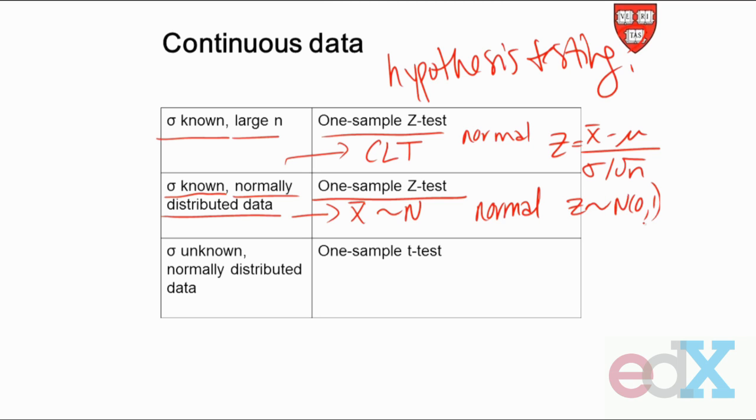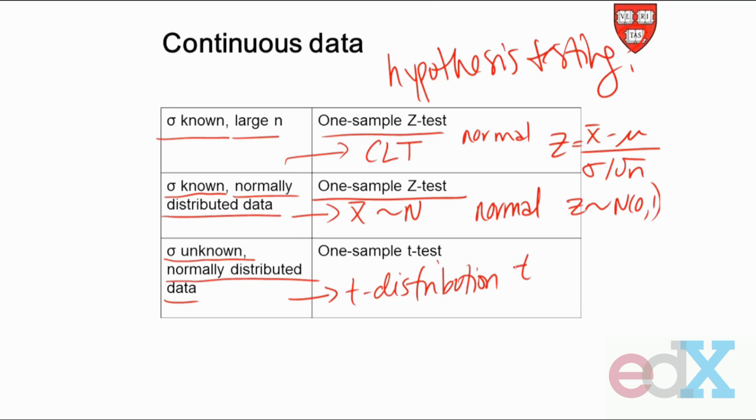standard normal distribution. Now the setting that we're in a lot of the times when we have continuous data is when we have sigma unknown, but we can make a normality assumption. So in this case, we know that we can then use the t-distribution.